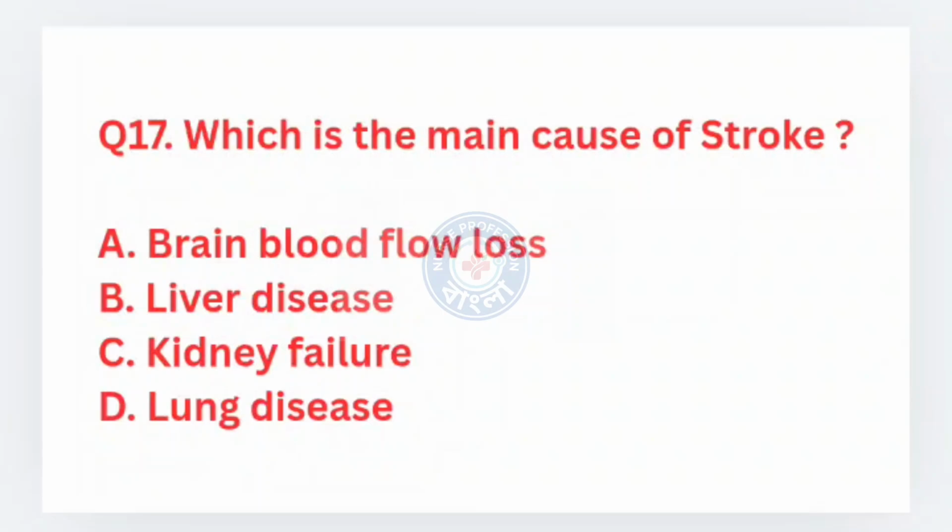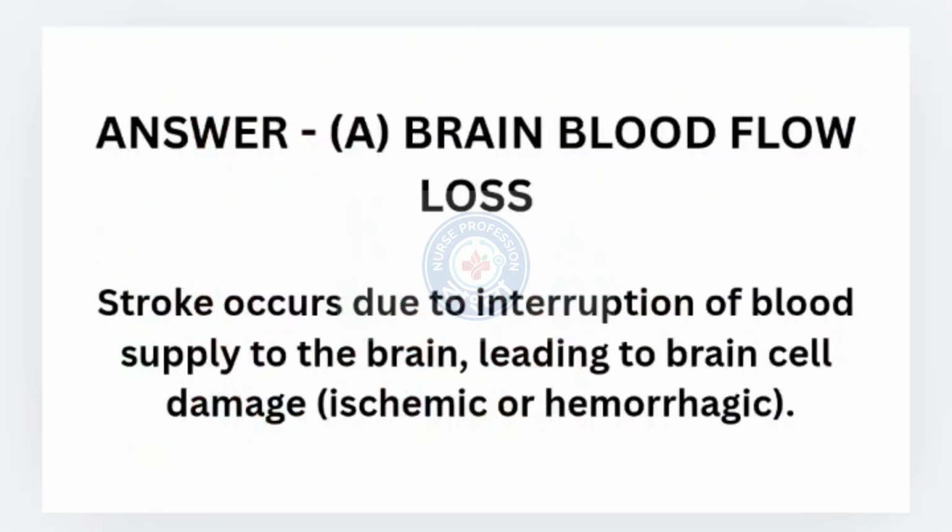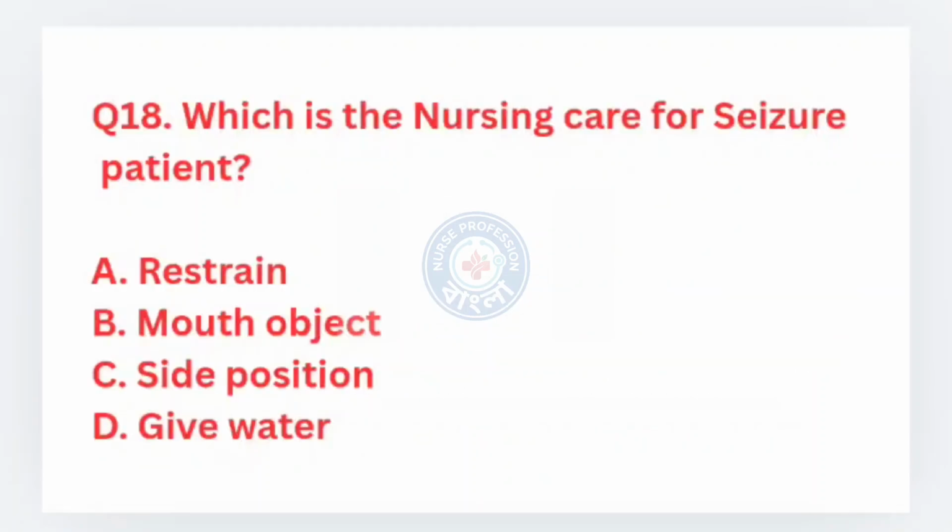Question 17. Which is the main cause of stroke? Brain blood flow loss, liver disease, kidney failure, lung disease. Answer: brain blood flow loss. Stroke occurs due to interruption of blood supply to the brain, leading to brain cell damage, ischemic or hemorrhagic.